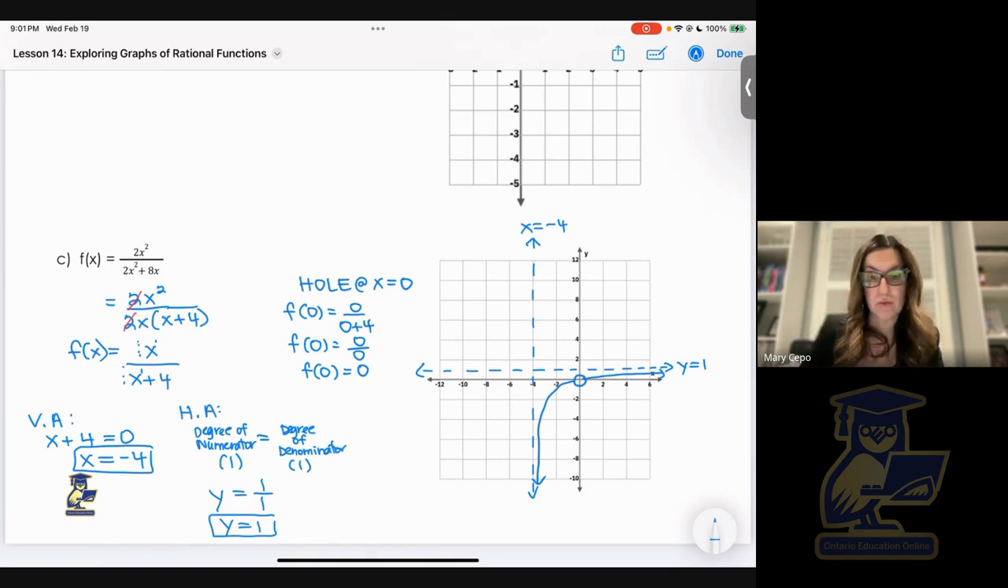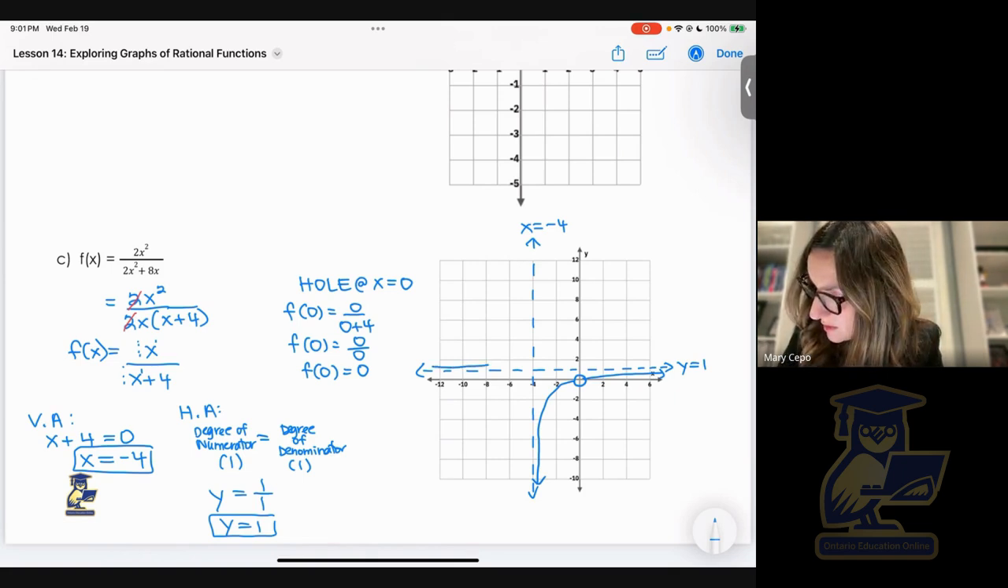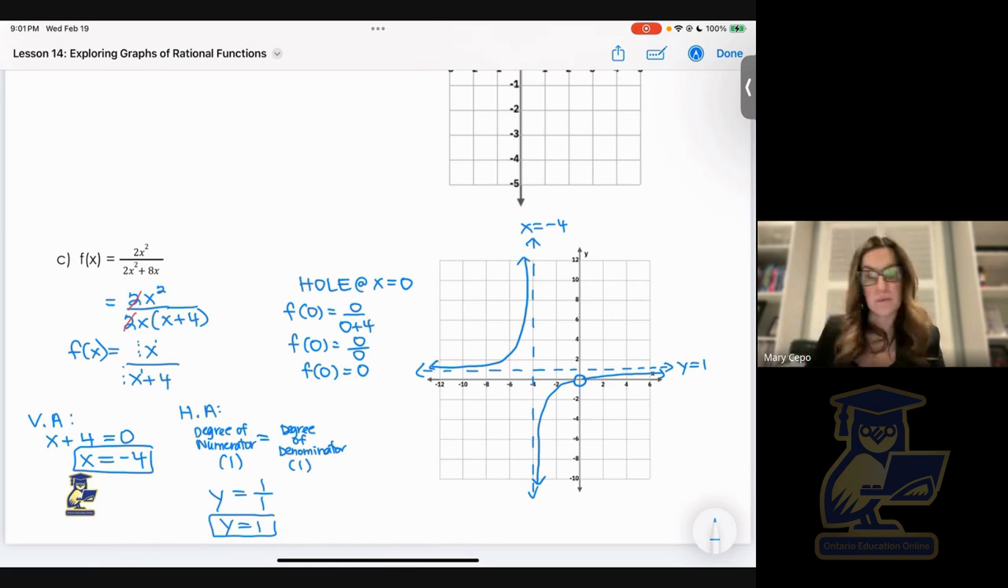Okay, and then there is a reflection in the opposite quadrant, we can say. Okay, and that would represent the function f of x is equal to 2x squared over 2x squared plus 8x, which includes a vertical asymptote at x equals -4, a horizontal asymptote at y equals 1, and a hole at 0, 0.